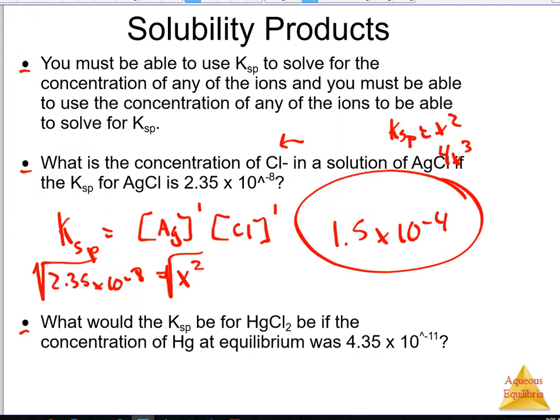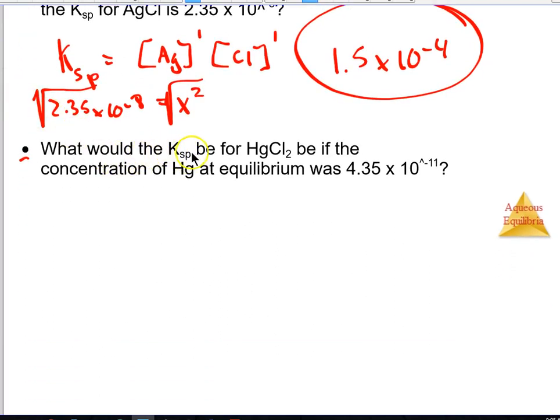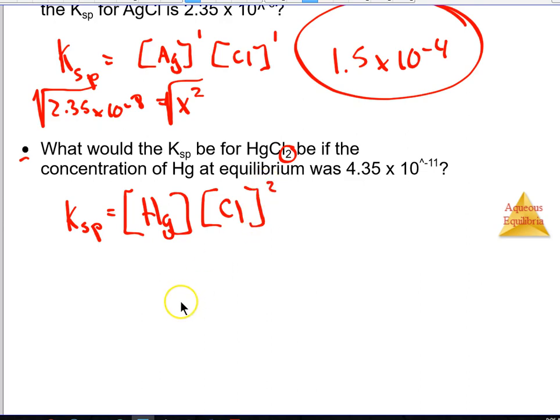Okay, here we go. What would the Ksp for HgCl2 be if the concentration of Hg at equilibrium is 4.35 times 10 to the negative 11? Now this one does have a 2 here, so you would write your Ksp. You have your Hg. Once again, I'm being lazy on the signs, but they would technically be there. And then it'd be Cl squared, right? And then I'm going to plug in what I know.